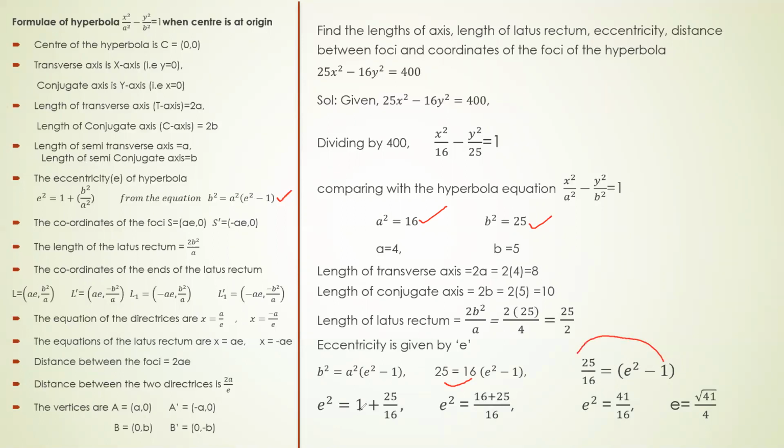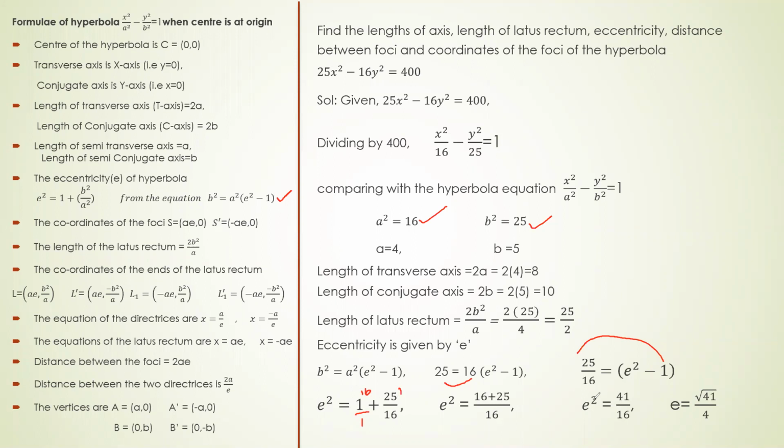So it will be 1 plus 25 divided by 16, whereas on the other side you will be left with e square. Now take the LCM. 16 will be the LCM. So 1 sixteens are 16, 25 ones are 25. When you add 25 plus 16, you will be getting 41 divided by 16.